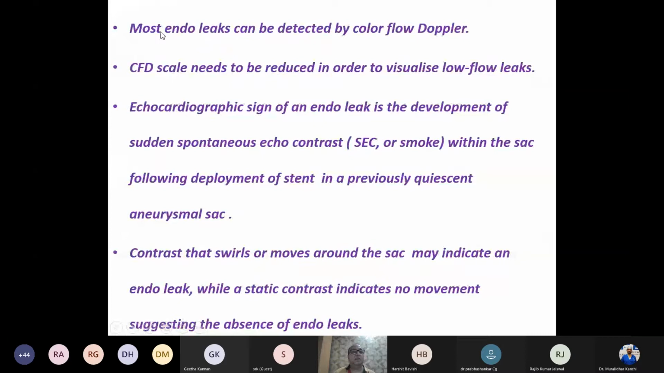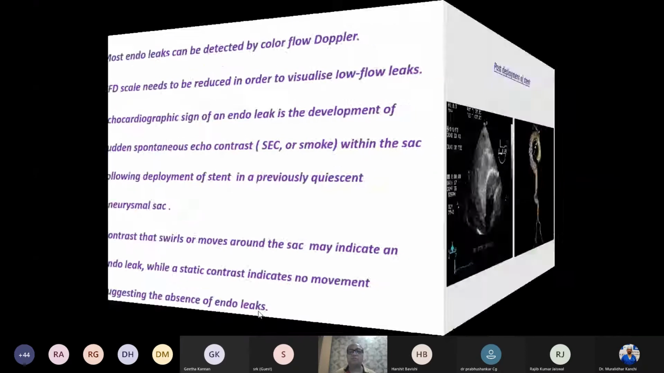Like I said, most endoleaks can be detected by color flow Doppler. Now, the color flow Doppler scale needs to be reduced in order to visualize low flow leaks. Like I said, contrast that swirls or moves around the sac may indicate the presence of an endoleak, while static contrast indicates no movement, suggesting the absence of an endoleak, like I've already told you before.